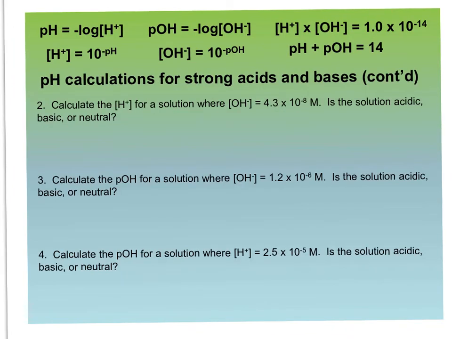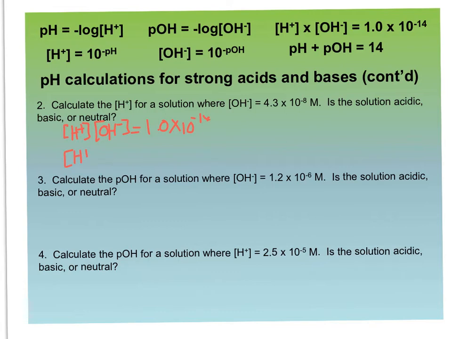Let's look at number 2. It says calculate the H+ concentration for a solution where the OH- is given to you, and then it's asking is the solution acidic, basic, or neutral. So I'm looking for the H+ concentration. I have the OH-, so I want to look for an equation that has both of these two variables in there, and so I want to pick this equation again. So I'm going to rewrite that, and then you want to plug in your numbers.